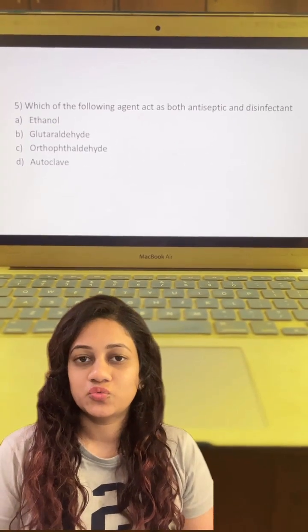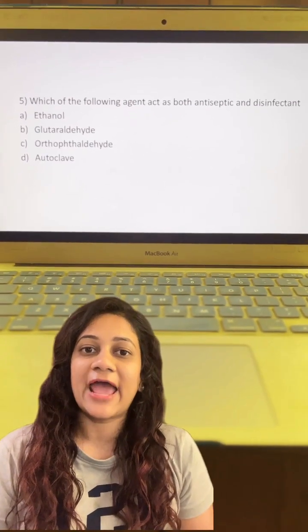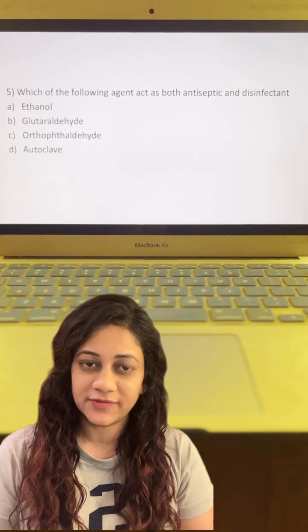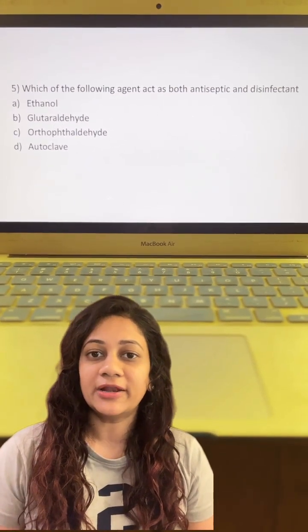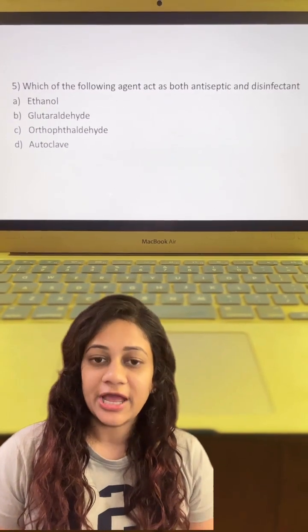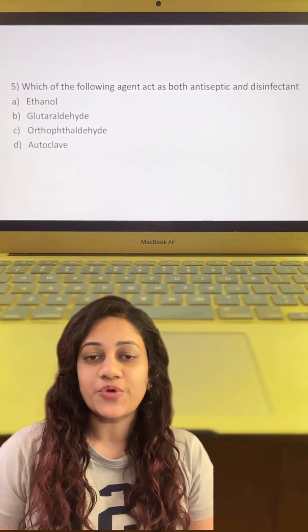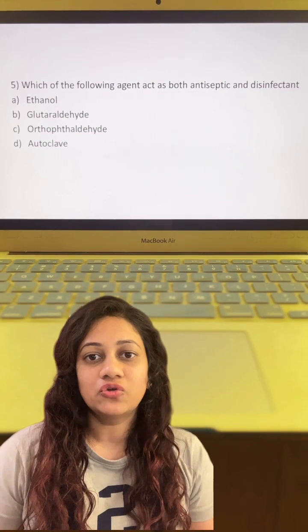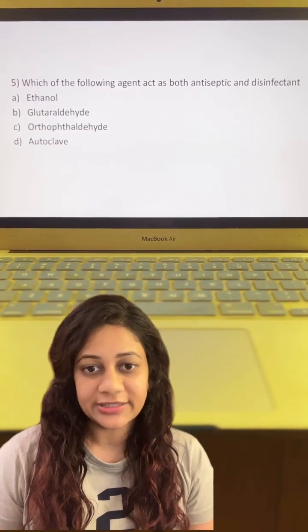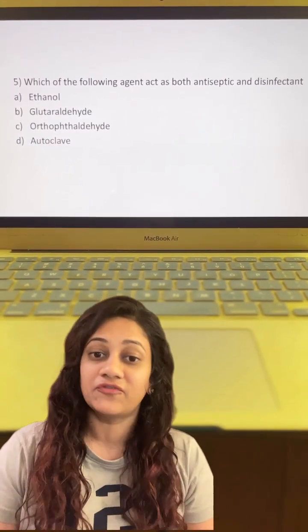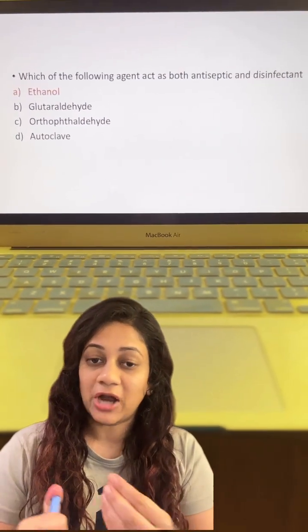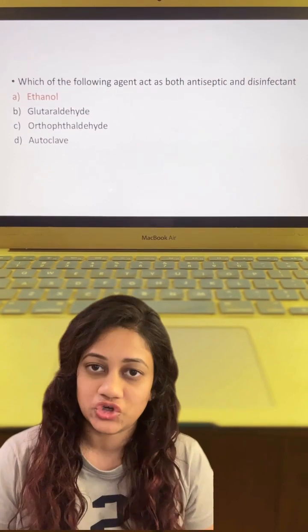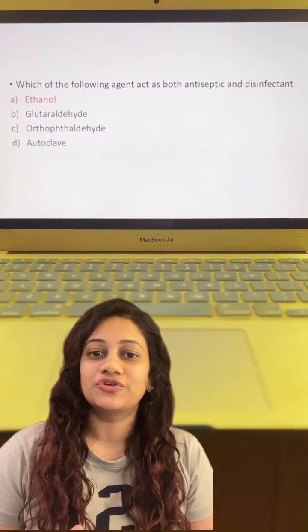The next question is, which of the following agents acts as both antiseptic as well as a disinfectant? The options here are ethanol, glutaraldehyde, orthophthaldehyde and autoclave. Now you need to understand that out of these, glutaraldehyde and orthophthaldehyde are high level disinfectants. Autoclave is not a disinfectant, it causes sterilization. So the right answer here is ethanol.